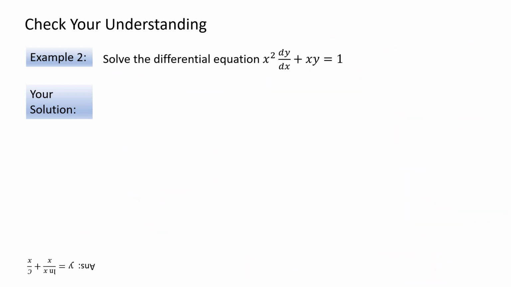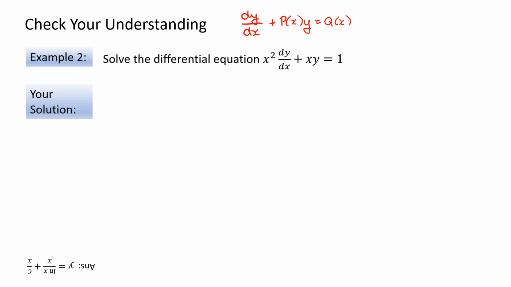So let's look at a second example. Solve the differential equation x squared dy by dx plus x times y equals 1. So I always like to start by writing out the basic form. dy by dx plus p of x times y is equal to q of x. So we notice here that our middle function seems to be okay because it's only multiplied by y. But we have an x squared term behind the dy by dx term. So remember, it has to be dy by dx by itself.